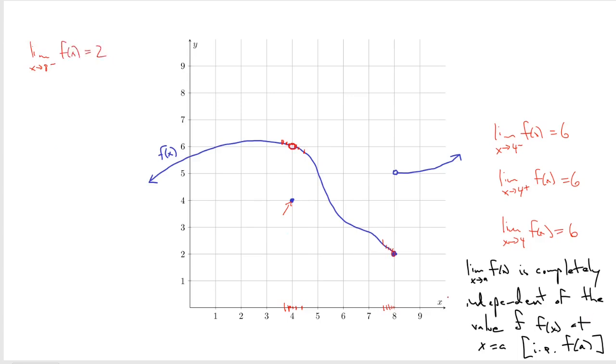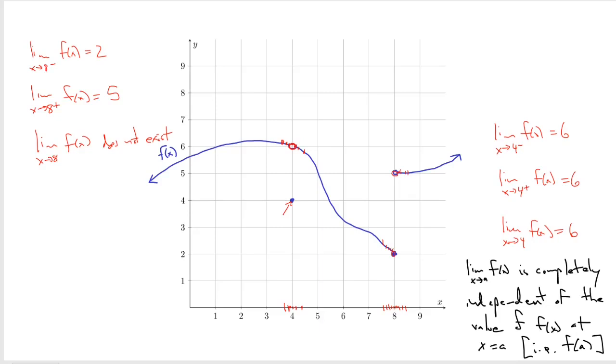As we pick x values close to 8 from the right, getting closer and closer to 8 but staying larger than 8, we get function values that are looking like this and getting closer and closer to whatever this value is here, which looks like it's 5. And so that tells us that the limit as x approaches 8 from the right of f of x is equal to 5. And since the limit from the left is not the same value as the limit from the right, that tells us that the two-sided limit doesn't exist.